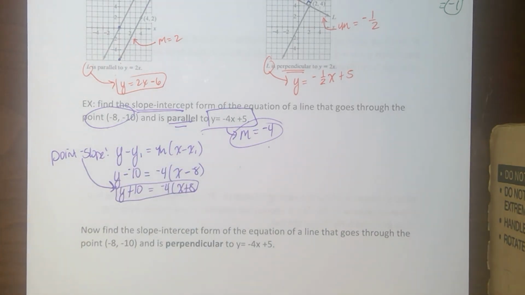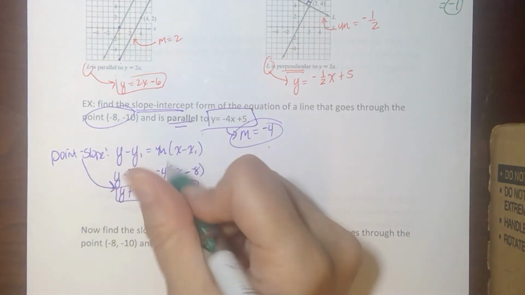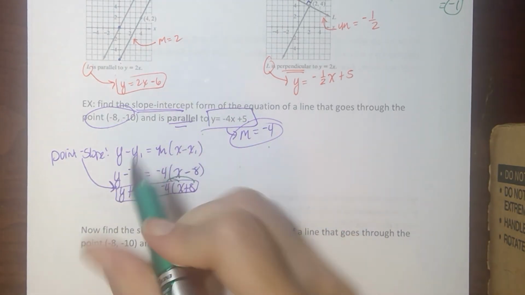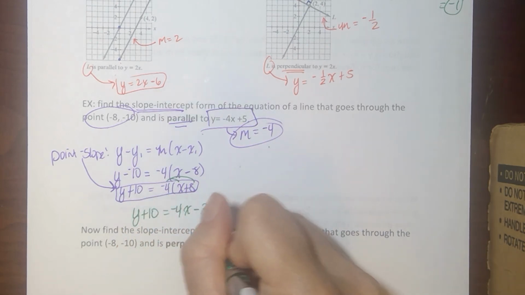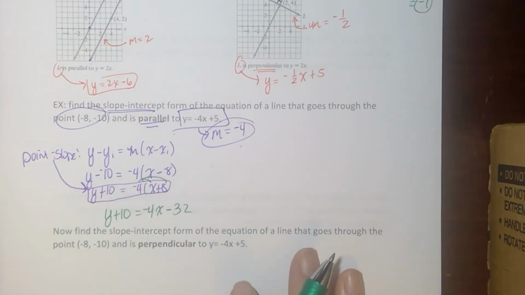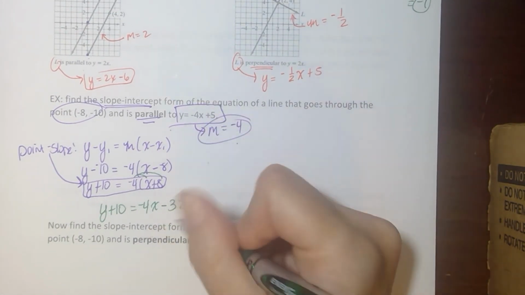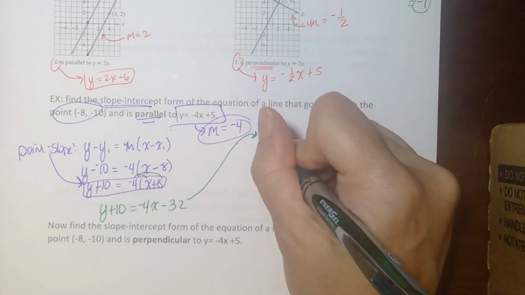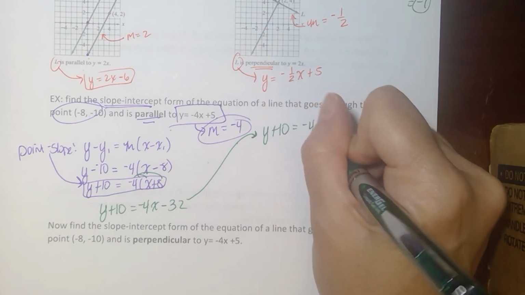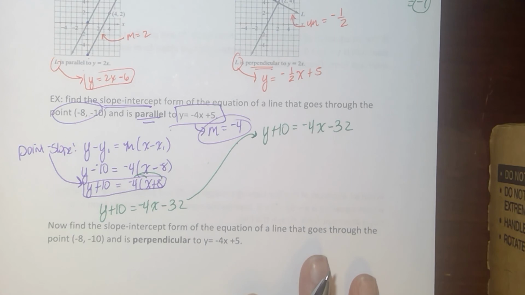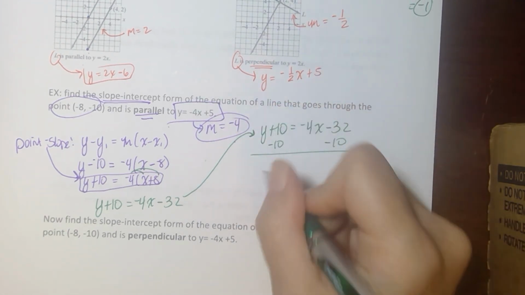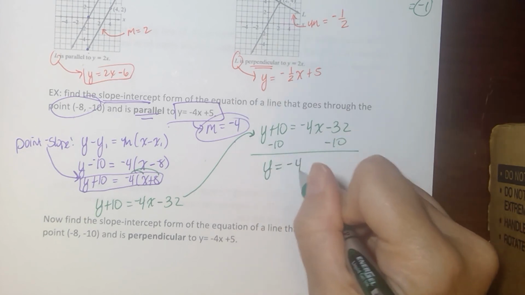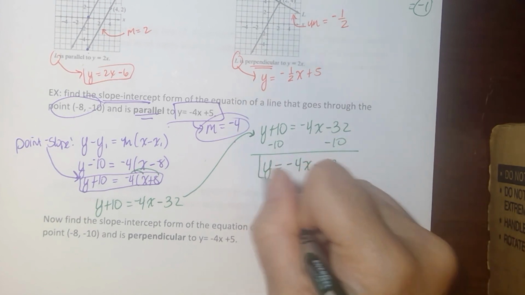I need to solve for y to turn it into slope-intercept form. My first step is going to be to distribute that slope. That gives me y plus 10 equals -4x minus 32, because -4 times 8 is -32. Now I'm out of space down here, so I'm going to move up here. Y plus 10 equals -4x minus 32. To finish solving for y, I need to move that 10 over by subtracting it. That gives me y equals -4x minus 42.